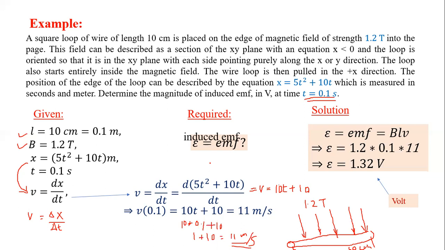Now the induced electromagnetic force due to the moving coil can be given with this formula, where B is the magnetic flux density, L is the wire length, and v is the velocity of the wire through the magnetic field. B is equal to 1.2 tesla, the length is 0.1 meters for 10 centimeters, and the velocity is 11 meters per second. So the induced electromagnetic force is equal to 1.32 volts.